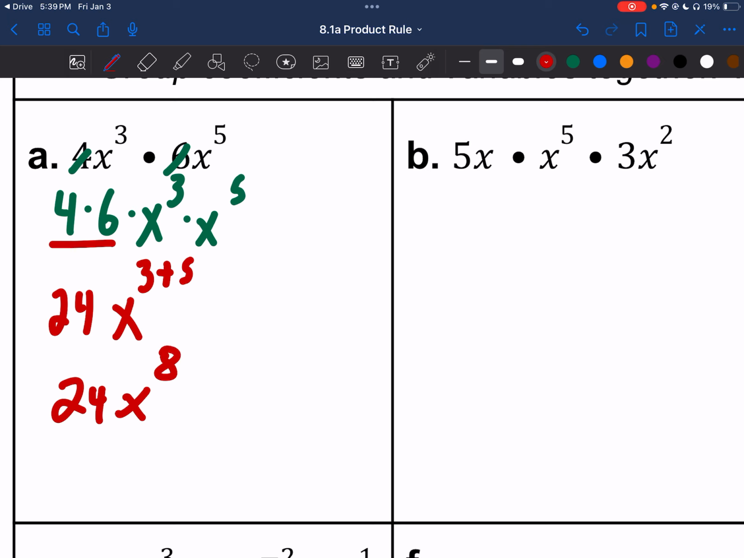Now it's important to note here, right? When we look at our exponents, the exponent is only associated to what it's on, right? So that 3 is only on the x, the 5 is only on the x, right? Each term is looked at separately, each coefficient, each variable. And so the exponent on the 4 is a 1. The exponent on the 6 is a 1.